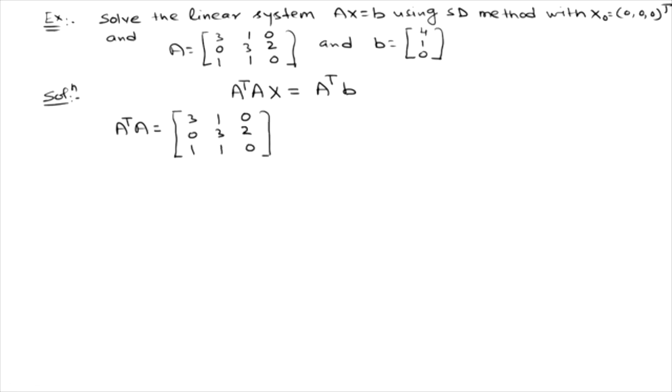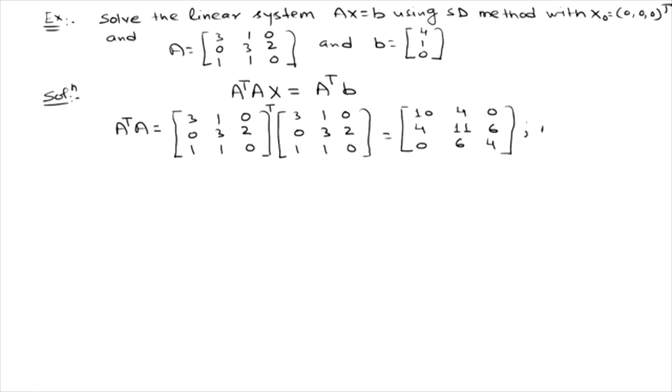So, A transpose A will become [3 1 0; 0 3 2; 1 1 0] transpose into [3 1 0; 0 3 2; 1 1 0], and this comes out to be [10 4 0; 4 11 6; 0 6 4]. At the same time we calculate A transpose into b and it becomes 12, 7 and 2.